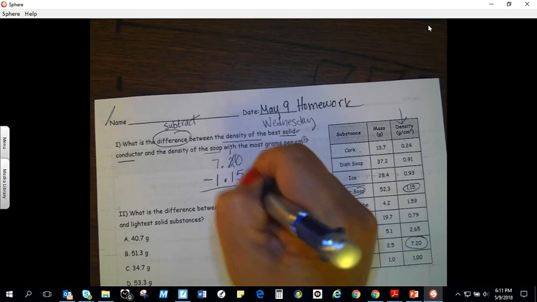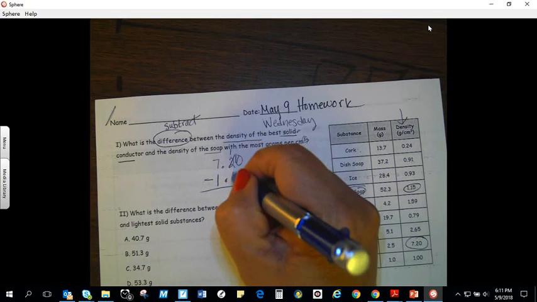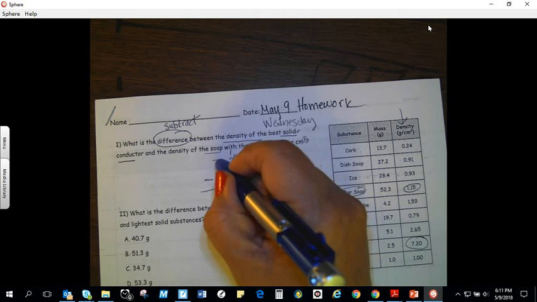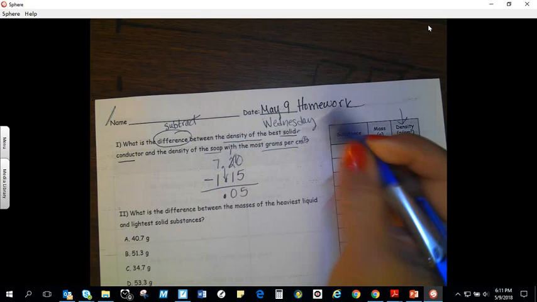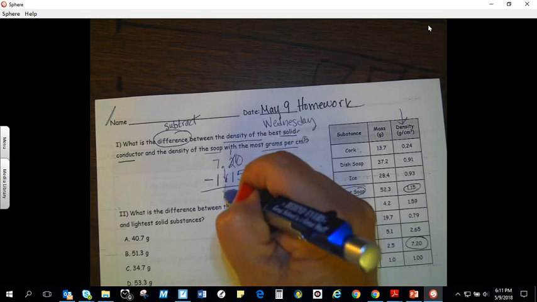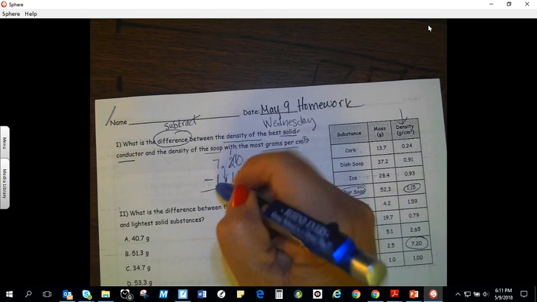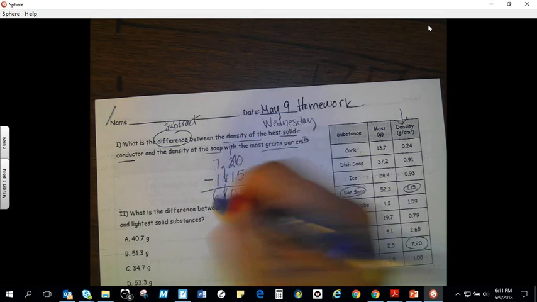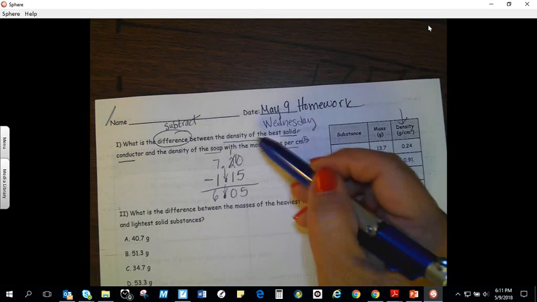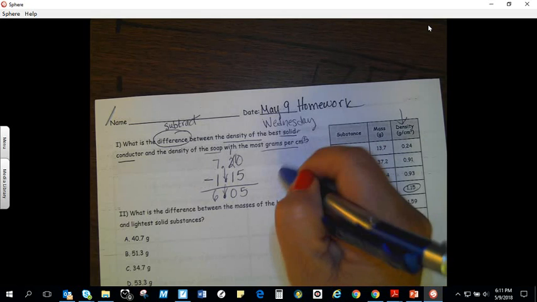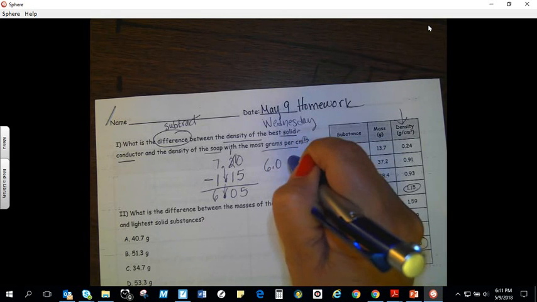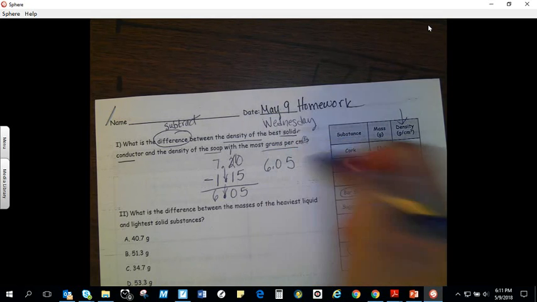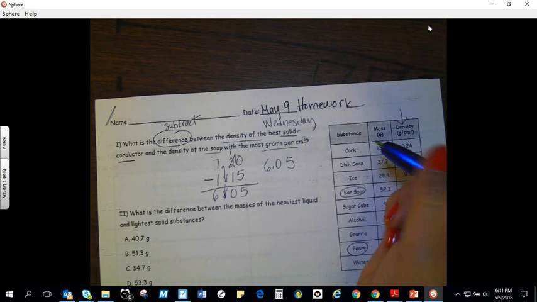10 minus 5 is 5. 1 minus 1 is 0. 7 minus, and on my decimals, do the same thing when you're subtracting decimals. Bring down your decimal. 7 minus 1 is 6. Okay, so the difference is going to be 6 and 5 hundredths.